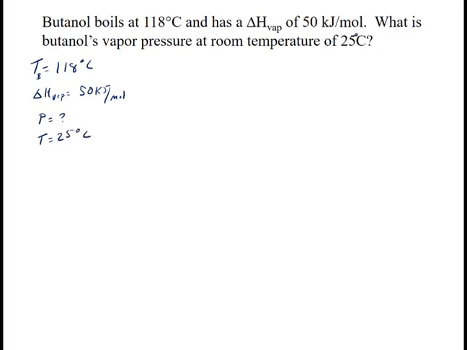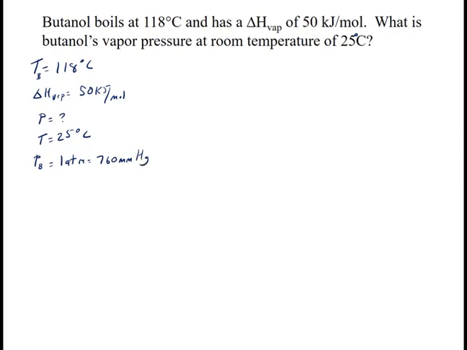I just added this question. So you're going, but I only have one pressure. How do I only have one pressure? Well, the definition of boiling is when the vapor pressure is equal to or greater than that of the atmospheric pressure. So we're going to assume that the pressure at boiling is 1 atmosphere, 1 atm, and that's equal to 760 millimeters of mercury.